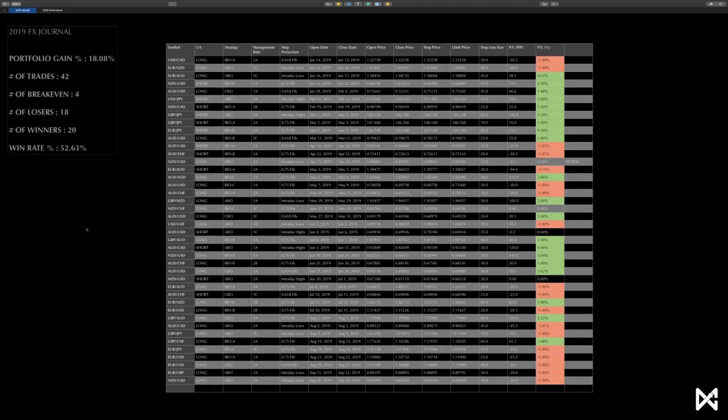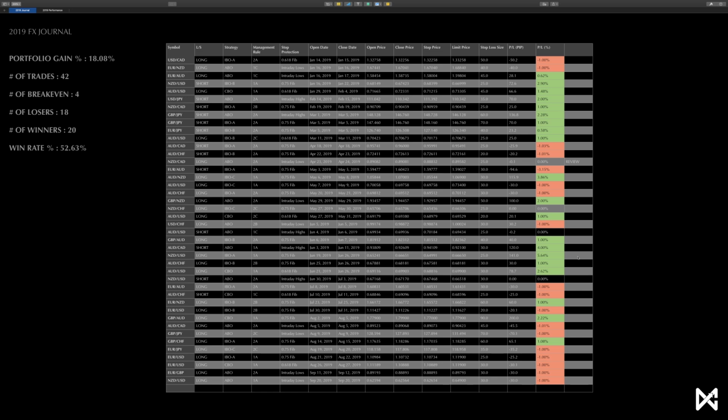Number 2 is increasing the win ratio. So the strike rate, the win ratio, can we increase that a little bit? And number 3, can we increase the average percent win per trade to above 1%?